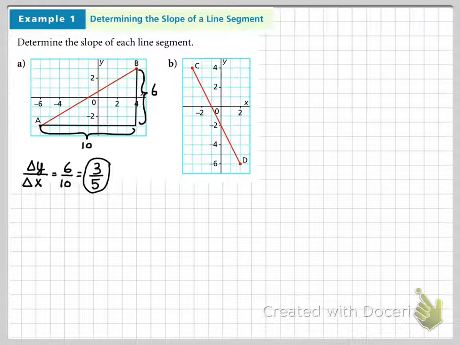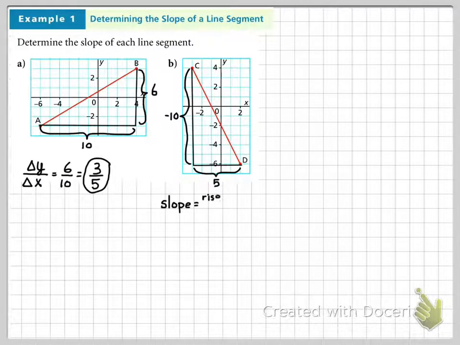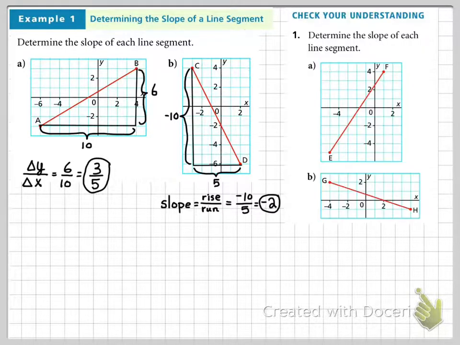In our second diagram, we have something different. It's going down now from C to D. So our rise is going to be a negative number. It's negative 10. It's going down. And our run is still 5, so our slope is going to be negative 10 over 5, which is negative 2. Here's a question for you to work on, so you can stop the tape and then move on to the next example.